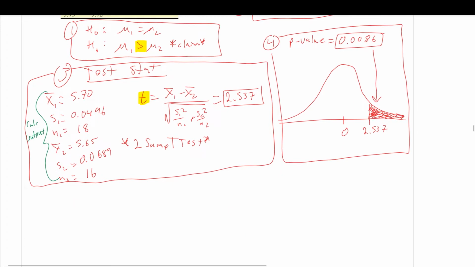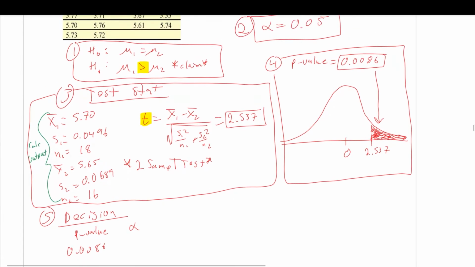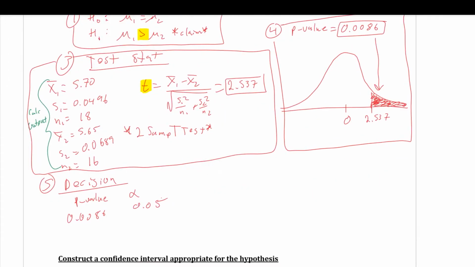Step 5, we have to make our decision, and the decision is made by comparing your p-value to your significance level. Our p-value being 0.0086. Significance level from step 2 was 0.05, and our p-value is less than our significance level. And again, what is it that we're actually saying here? Your p-value represents the probability of committing a type 1 error. And what is a type 1 error? That's when you reject the null hypothesis when the null hypothesis was actually true.